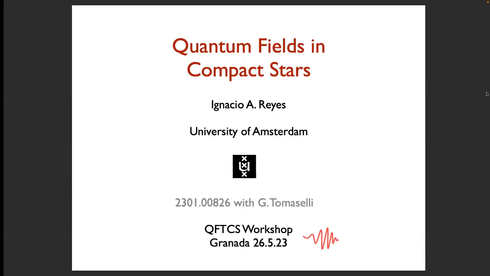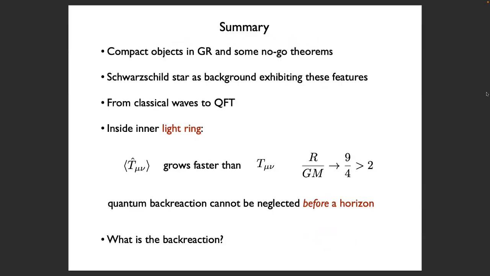Okay, so the summary is, I mentioned a little bit about what you understand by compact objects in GR and some of the no-go theorems that we use to discard them. Then I showed this Schwarzschild interior star just as a very simple background where you can exhibit the features of these no-go theorems, and that is completely solvable.